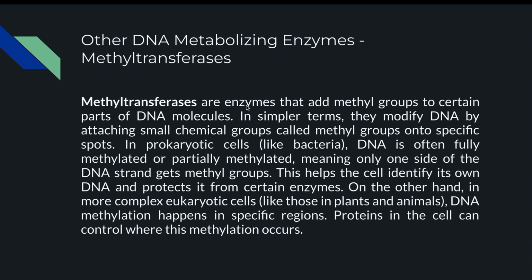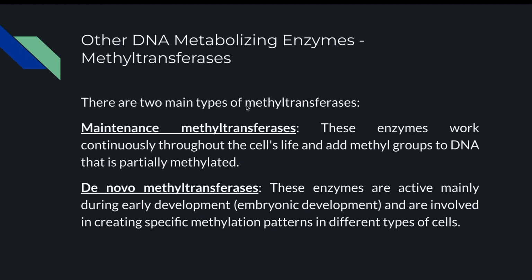On the other hand, in more complex eukaryotic cells like in plants and animals, DNA methylation happens in specific regions. Proteins in the cell can control where this methylation occurs. Now, there are two main types of methyltransferases. One is maintenance methyltransferases. These enzymes work continuously throughout the cell's life cycle and add methyl groups to DNA that is partially methylated. On the other hand, de novo methyltransferases are active mainly during early development, during embryonal development, and are involved in creating specific methylation patterns in different types of cells.